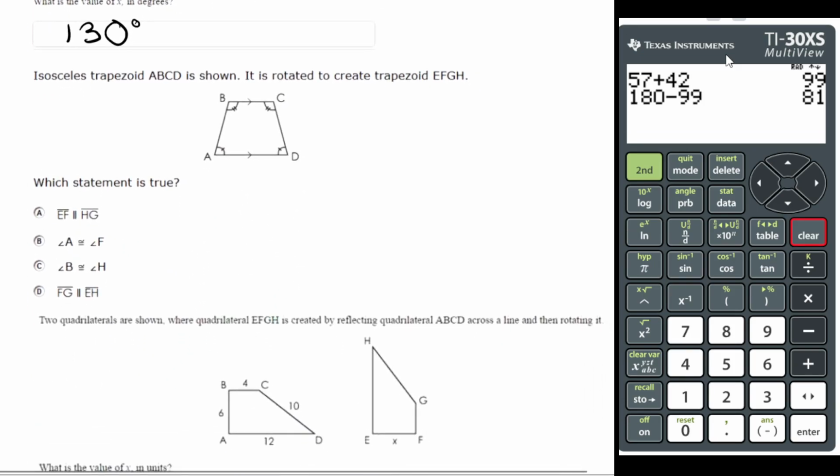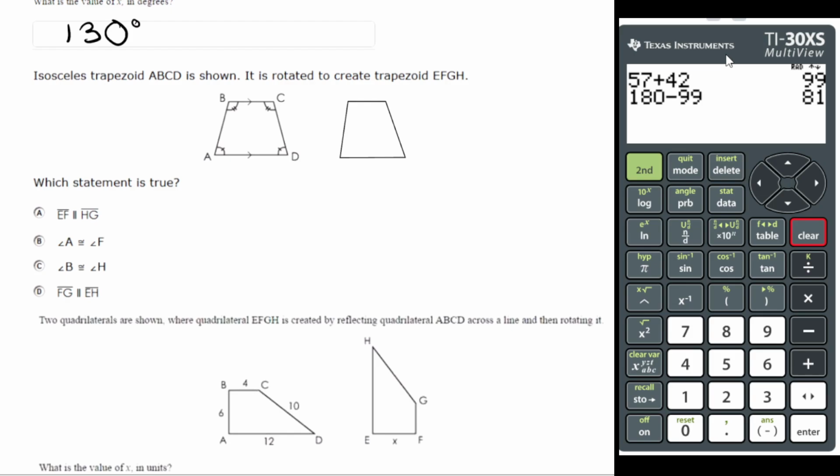Isosceles trapezoid ABCD is shown. It is rotated to create trapezoid EFGH. So let's do that. We're gonna draw ourselves a trapezoid. Here we go. Bam, bam, bam. I'm just the greatest.